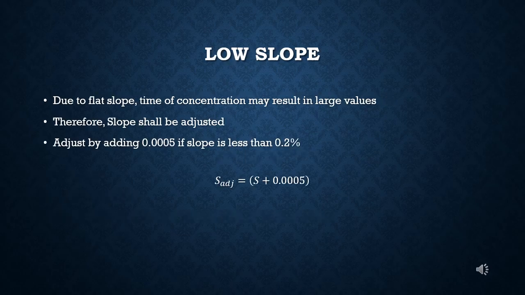Some areas may have a flat slope, and it might result in large values of time of concentration, and we don't want that. Therefore, the slope shall be adjusted by adding 0.0005 if the slope is less than 0.2%, and we can use the adjusted slope to calculate the travel time.